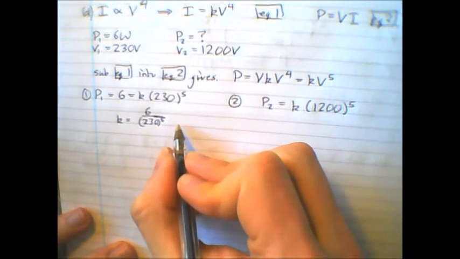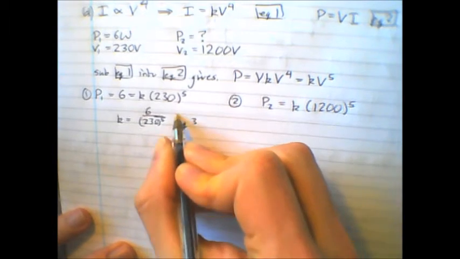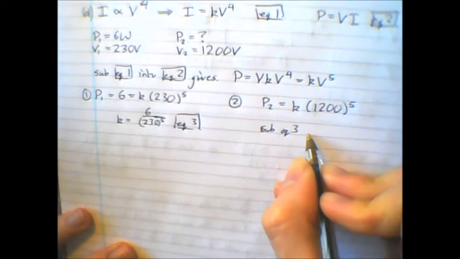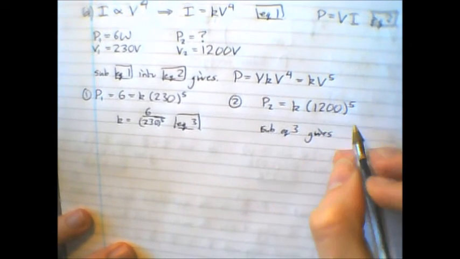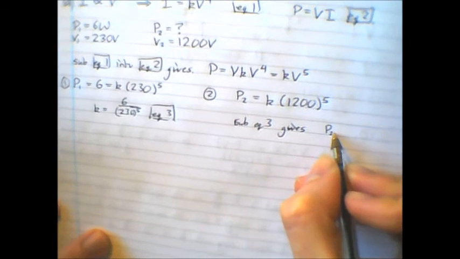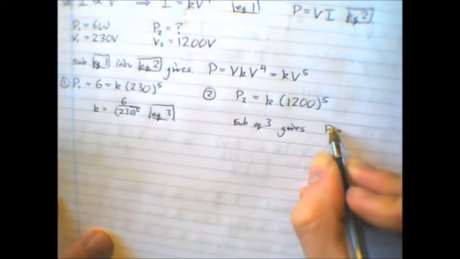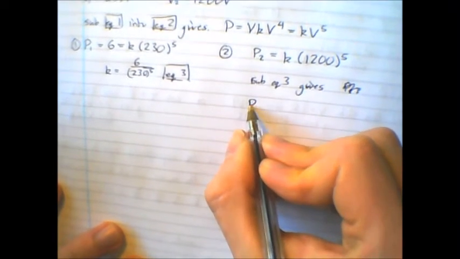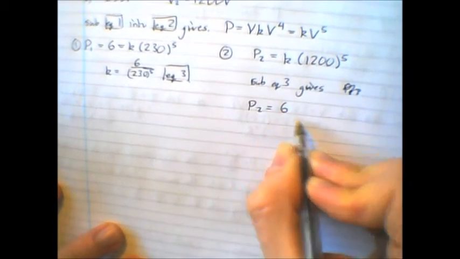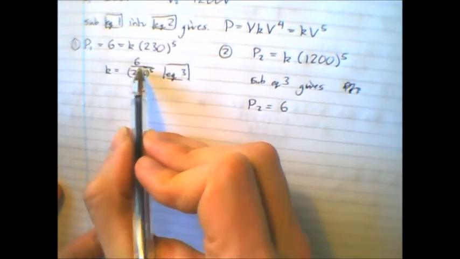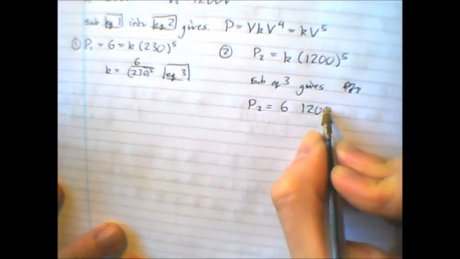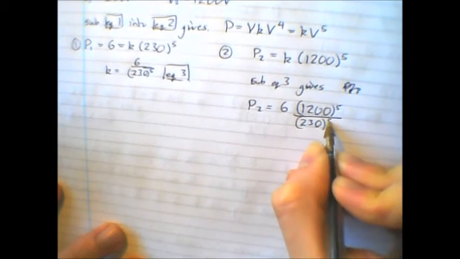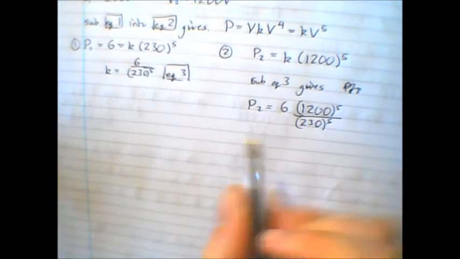Then we've got here equation 3, sub equation 3 gives P2 is equal to, I'm actually going to put it on the line below because it's easier for you to see. P2 is equal to 6. And then I'm going to move that slightly to the right. So we'll have 1200 to the 5 over 230 to the 5. So that's 6 over 230 to the 5 I've brought over there.